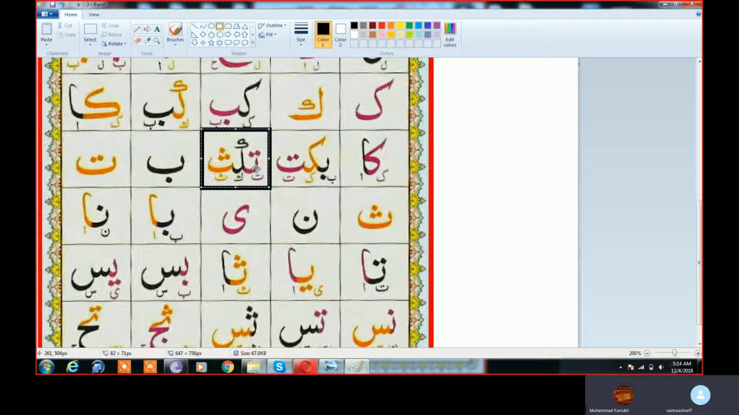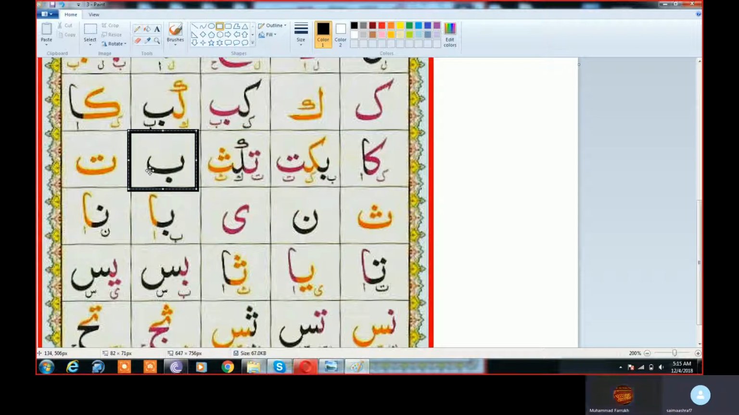Ta, kaf, tha. Okay, so you recognize the letter by two dots on top. It is ta. A sign that looks like an S symbol on top, it is kaf. And three dots on top, it is tha. Ta, kaf, tha. Mustafa, repeat after me loud. Ta, kaf, tha.